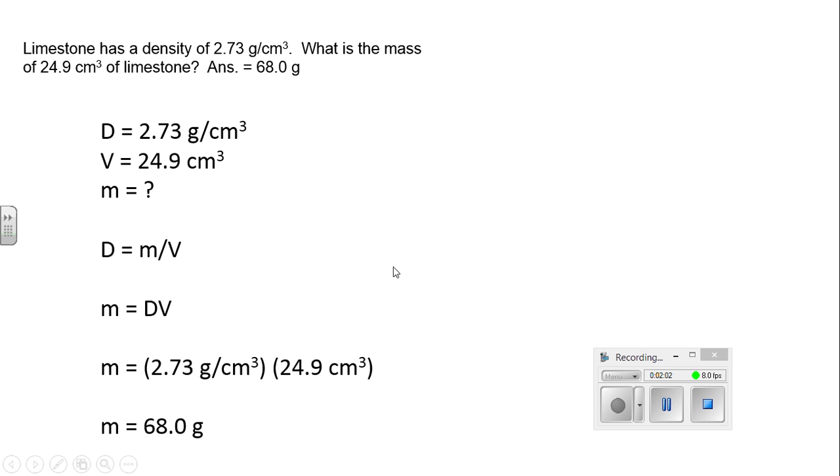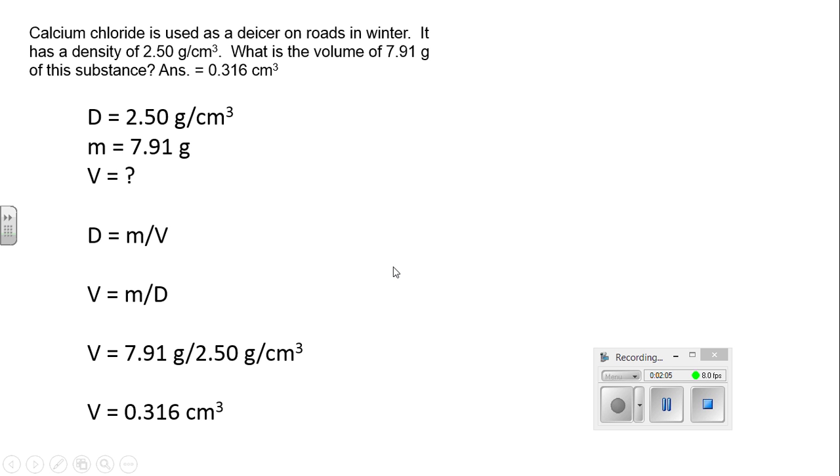All right, our third problem then, we're going to do the possible iteration. It says calcium chloride is used as a de-icer on roads in winter. It has a density of 2.5 grams per cubic centimeter. What is the volume of 7.91 grams of this substance? So here's the density given in the problem, 2.5 grams per cubic centimeter. Here's the mass given, 7.91 grams. That would be a mass unit. And we're looking for the volume.